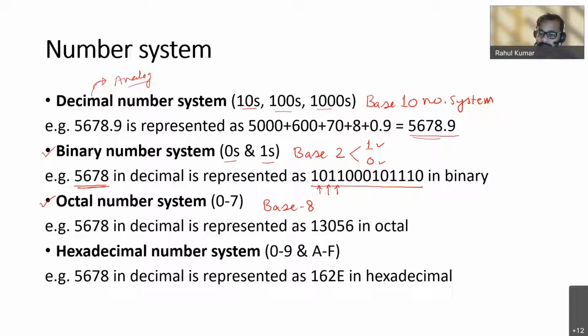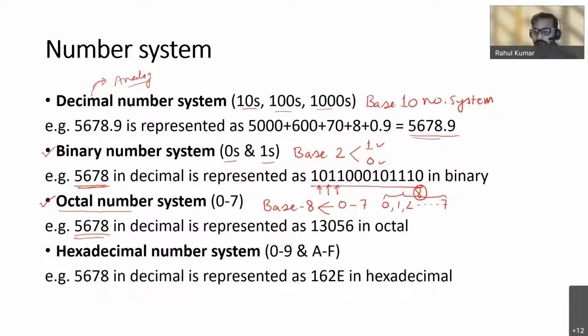So these are numbers in the octal number system. You could have 8 values, starting from 0 to 7. So you could represent any number by 0, 1, 2, and so on up to 7. Altogether you have 8 digits by which you can represent an octal number. The same number 5678 in decimal is represented by 13056 in octal. Between 0 to 7 you can use numbers.